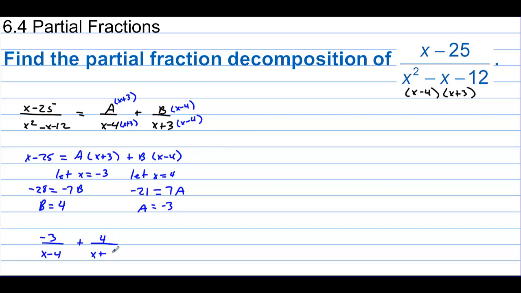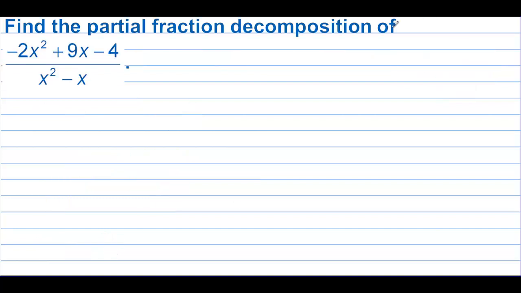Find the partial fraction decomposition of this one. When the powers are exactly the same on the top and the bottom, or if the one on the top is bigger, then we have to do long division. Well, we're going to have to do long division with this one because the powers are the same. So we're going to divide x squared minus x into negative 2x squared plus 9x minus 4.